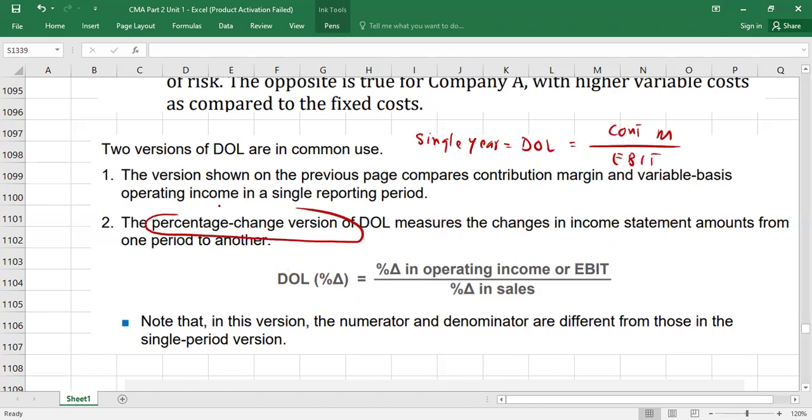So if you have 2 years data, for example, 2 years of income statements available, in that scenario you will apply this percentage change version. And what's the formula? Here you will calculate degree of operating leverage in percentage. You will take the percentage change in operating income or EBIT. This delta represents percentage change. Percentage change in operating income divided by percentage change in sales.